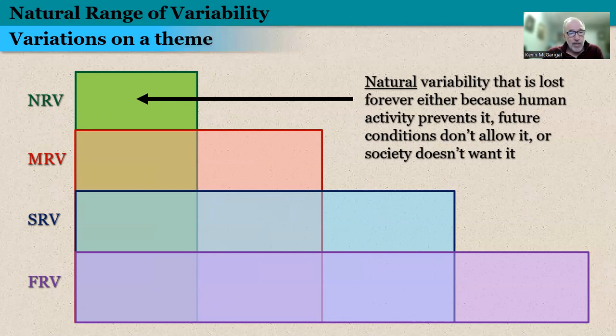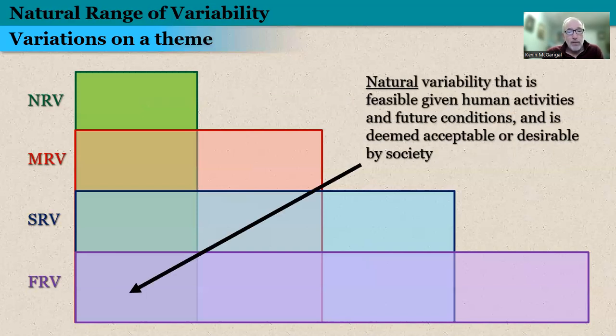It's that part of the NRV, that part of the variation in the natural system that is not consistent with modern land use activities. It is not consistent with what society finds acceptable or desirable, and it's not likely to occur under future conditions. So it's essentially variability that will be lost forever.